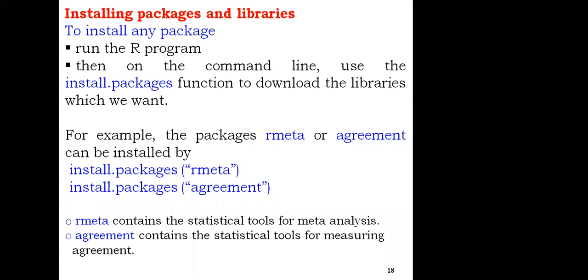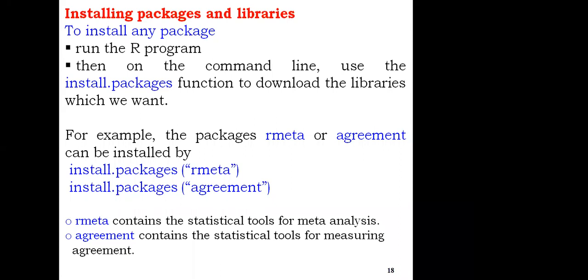For example, here I have taken two packages, rmeta and agreement. rmeta is useful for us statisticians, as it contains the statistical tools for meta analysis. That's why I'm taking these two examples, rmeta and then agreement. Agreement contains the statistical tools for measuring agreement.